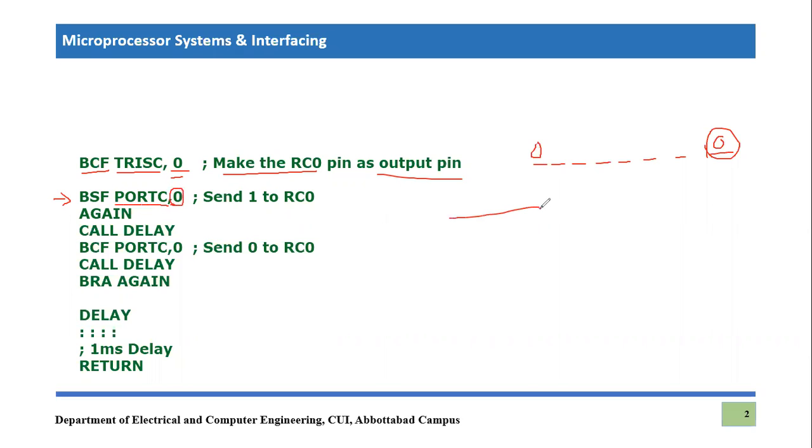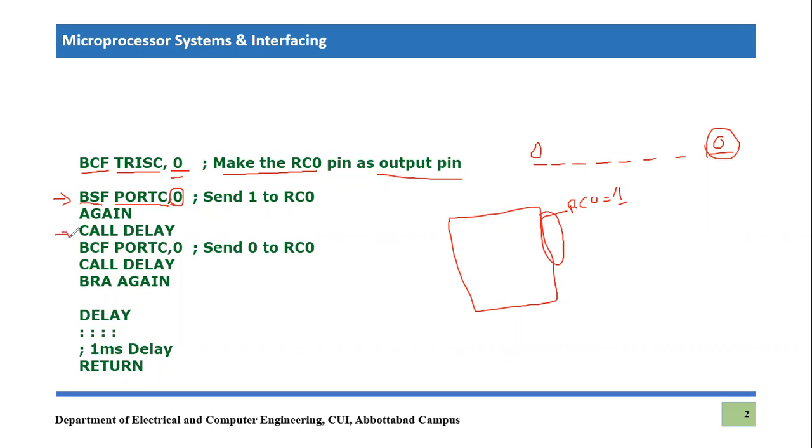If this is our microcontroller and this is port C, we are only considering RC0. This will become equal to 1, because we are setting it equal to 1. Bit set means 1, clear means 0. So bit set file will make it 1. Then there is a label, which we ignore.